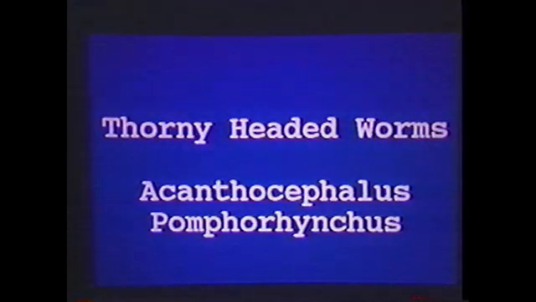Thorny-headed worms caused by Acanthocephalus or Pomphorhynchus are very commonly seen, particularly in wild trout. Here, the gut epithelium may be seriously infected with these organisms, causing very little damage at all. However, occasionally these thorny-headed worms can penetrate through the mucosal surface and tunica muscularis to the serosal surface, and occasionally they will rupture out, causing a peritonitis.